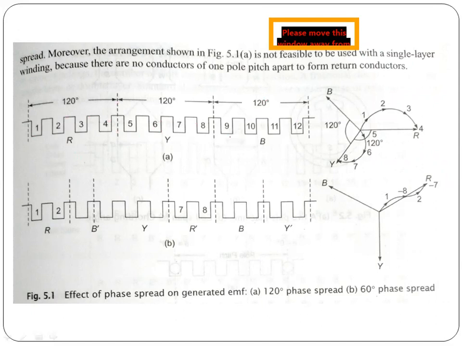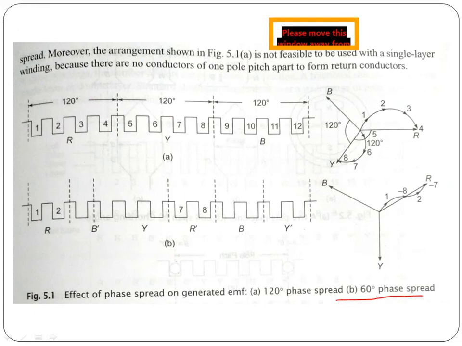That means 360 divided by 12, each slot is 30 degrees. Each slot is 30 degrees, and a combination of 4 slots, that means 30 into 4, gives us the 120 degree spread. In the second part, that is 60 degree phase spread.